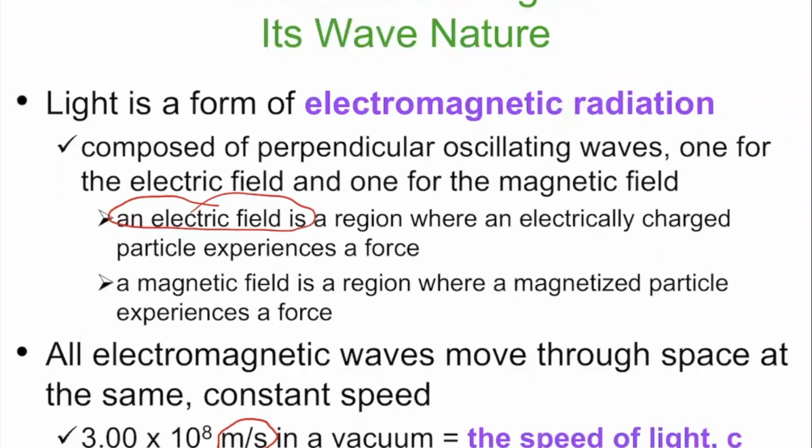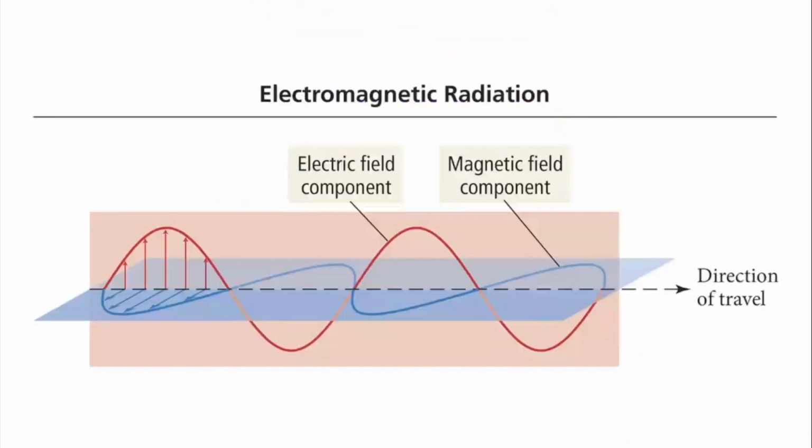So as promised, here's the image that represents the electromagnetic radiation. What you see here is the oscillating, mutually perpendicular electric and magnetic fields. So they're propagating through space. The one in red is a region where electrically charged particles experience a force. The one in blue is a field where magnetized particles experience a force.